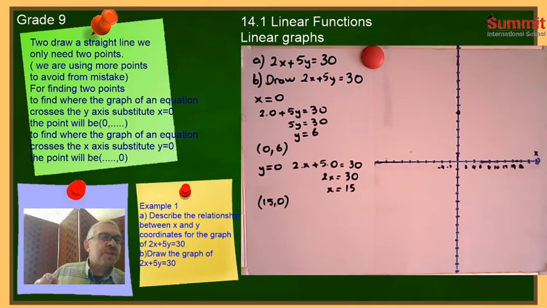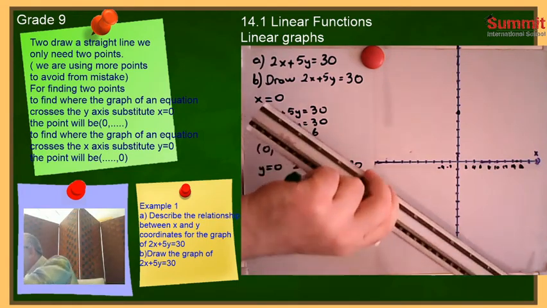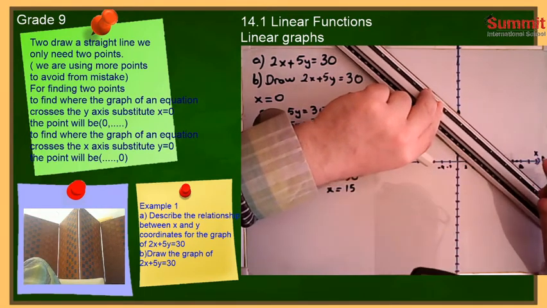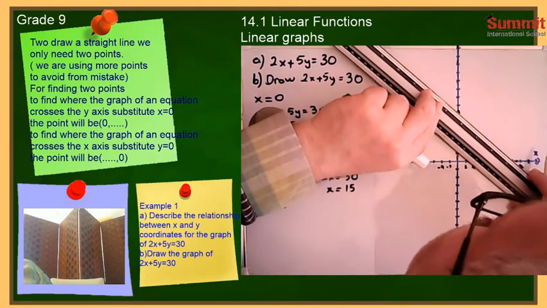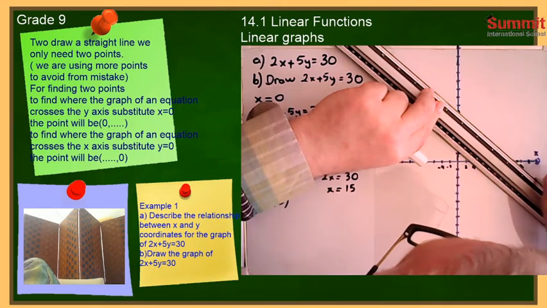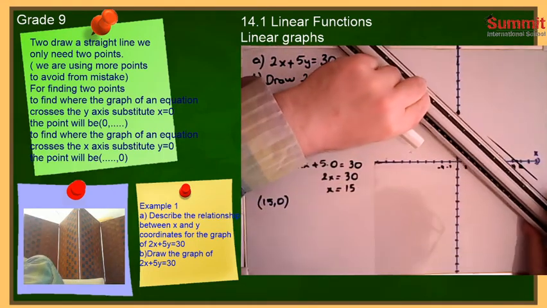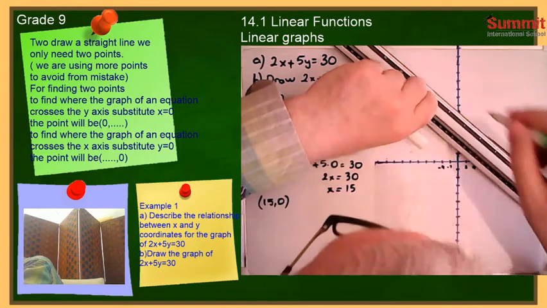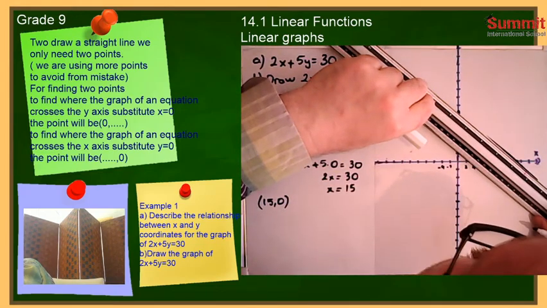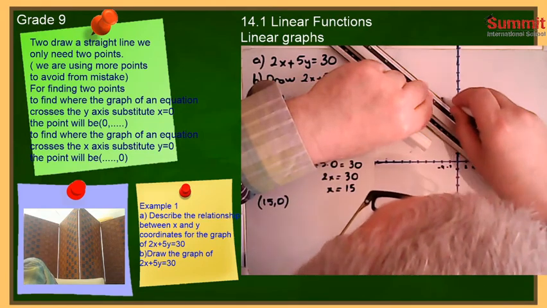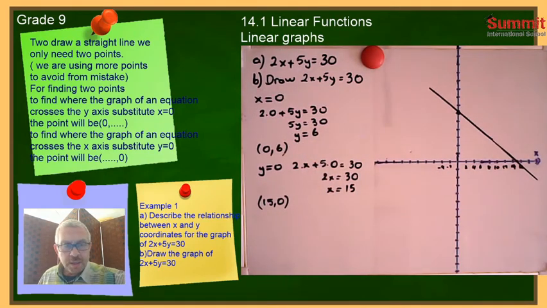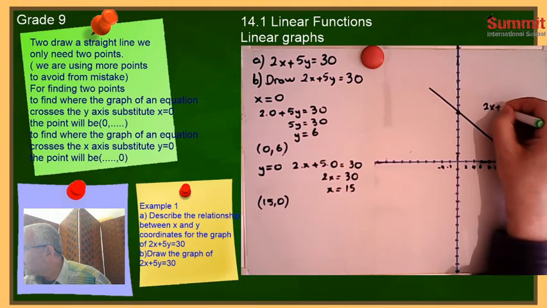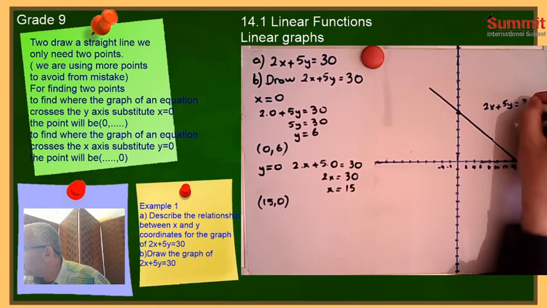Now I am going to sketch the points for drawing my graph. Let me sketch the points. Okay, let's draw it a third time. Now this is my graph for the line 2x plus 5y is equal to 30.